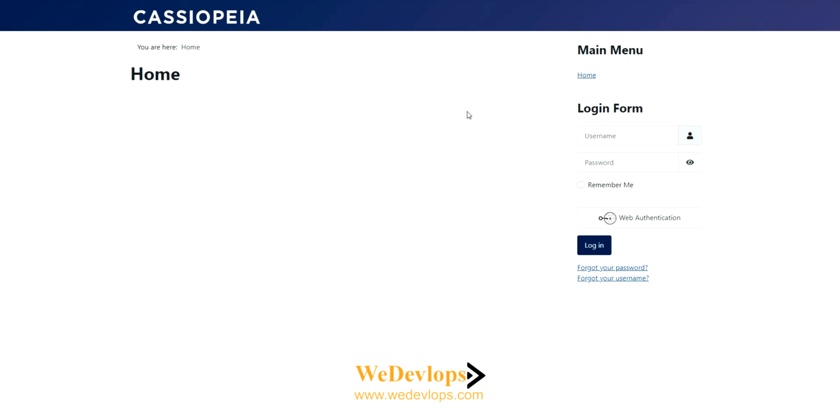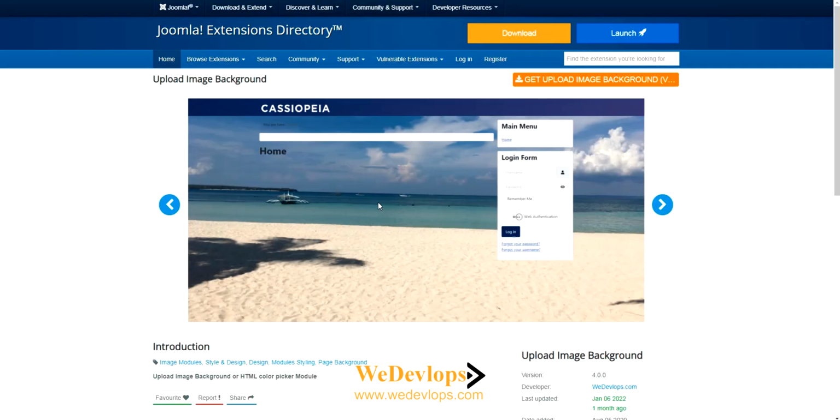So in this video, we will show you how to change the Cassiopeia default template background. If you can see here on our screen, the default color is white. To change this, the easiest way is to use this image background module.